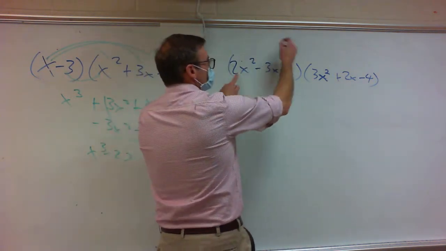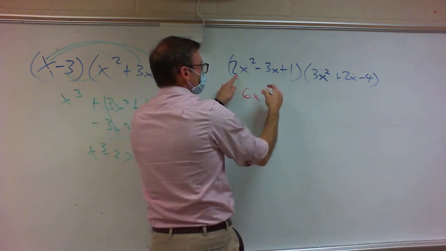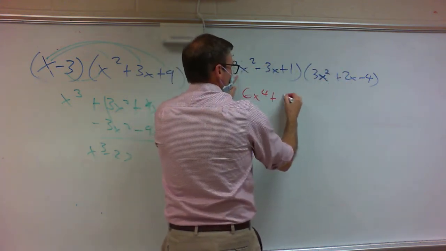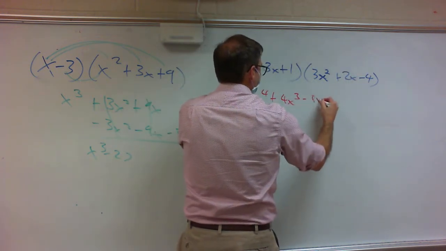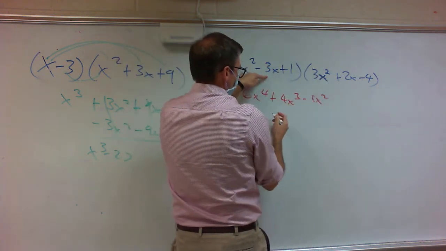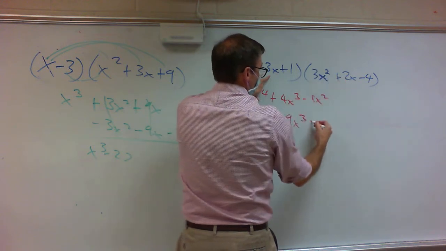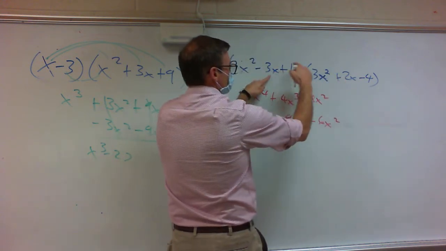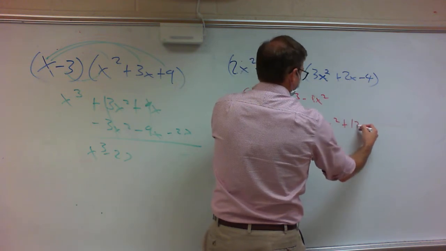This term gets multiplied times everything. So this times this is going to give me a 6x to the 4th. This times this gives me a plus 4x cubed. This times this gives me a minus 8x squared. Then I go to this term. This times this is going to give me a negative 9x cubed. This times this gives me a minus 6x squared. This times this is going to give me a plus 12x.